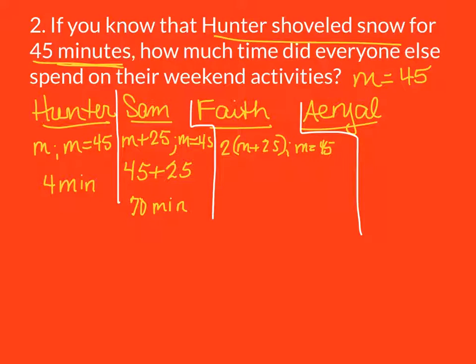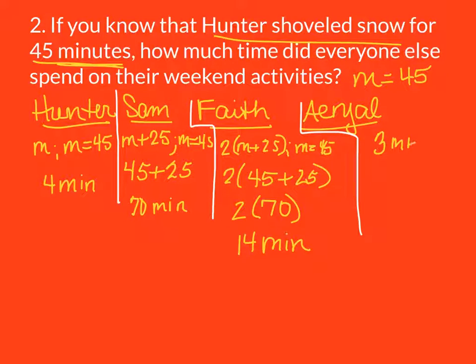So I'm going to substitute in. I've got 2 times the quantity of 45 plus 25. No shortcuts. You can't take shortcuts and not substitute in here, okay? So in parentheses first, 45 plus 25 is 70. So I've got 2 times 70. 2 times 7 is 14. So 2 times 70 is 140 minutes. And finally, we've got Ariel's. And the expression we wrote for Ariel was 3M plus 20.